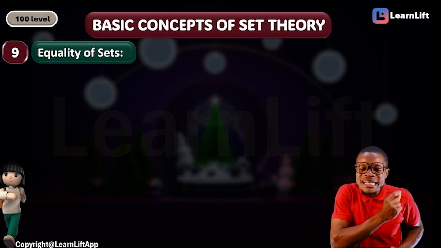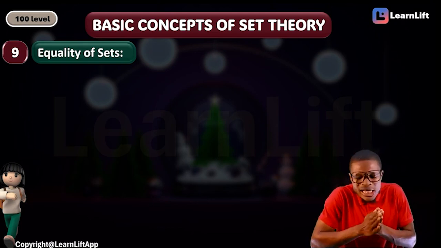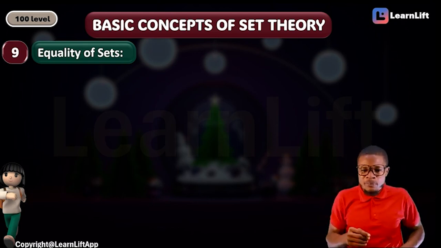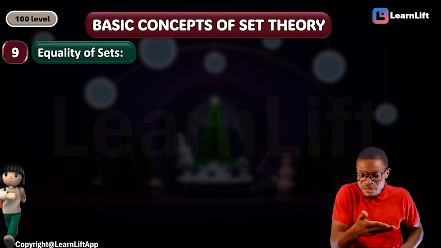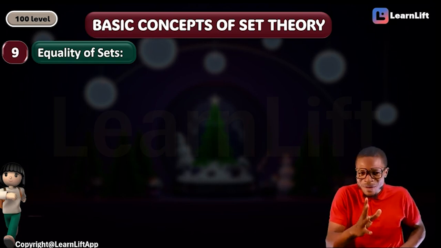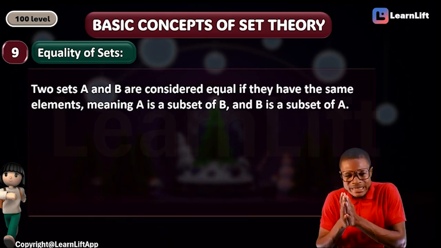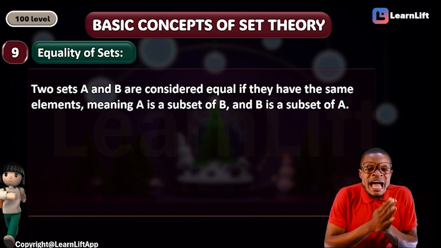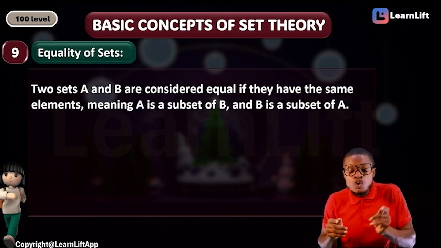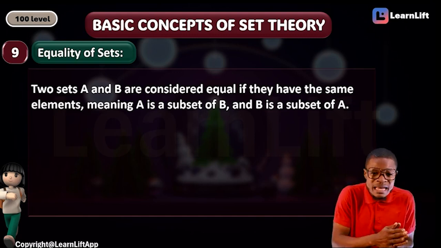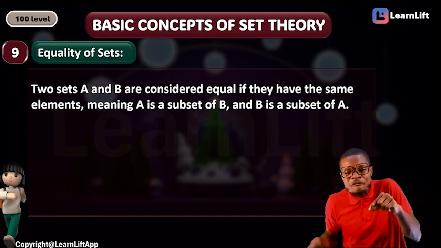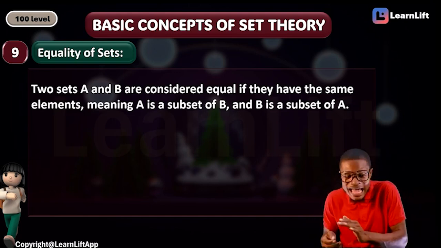What do we mean by equality of sets? Equality of sets is something that is very simple. From the name equality, it means there is that equal. Are you getting me now? But let me explain it to you. Two sets A and B are considered equal if they have the same elements. So two sets are only equal if they have the same elements, meaning that A is a subset of B and B is also a subset of A. Are you getting me now?